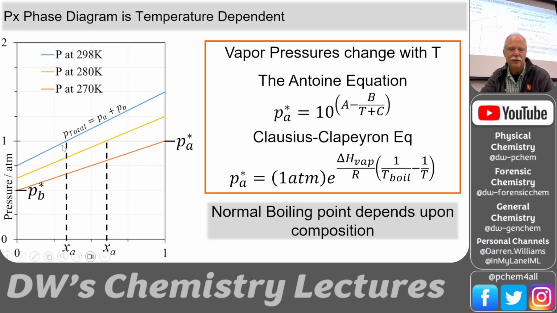That's kind of what I was showing right here. So this is the pressure at 298, and then yellow is the pressure at 280, and orange is the pressure at 270. So we're cooling it down. And so the boiling point of A is right here, because that's our 1 atmosphere line. Okay, so this boils at 270. This mixture here boils at 280, and of course this mixture here boils at 298.